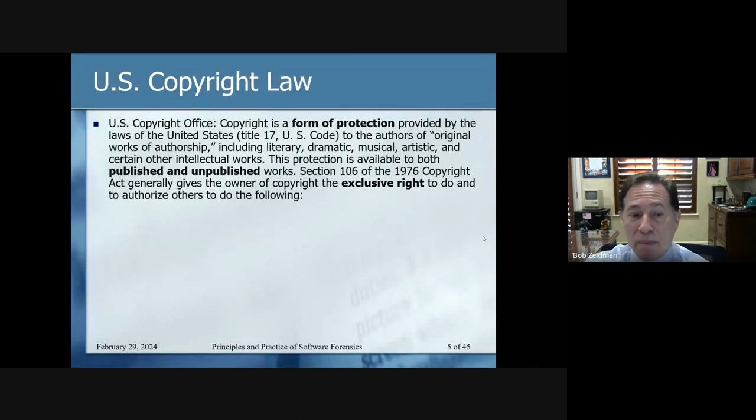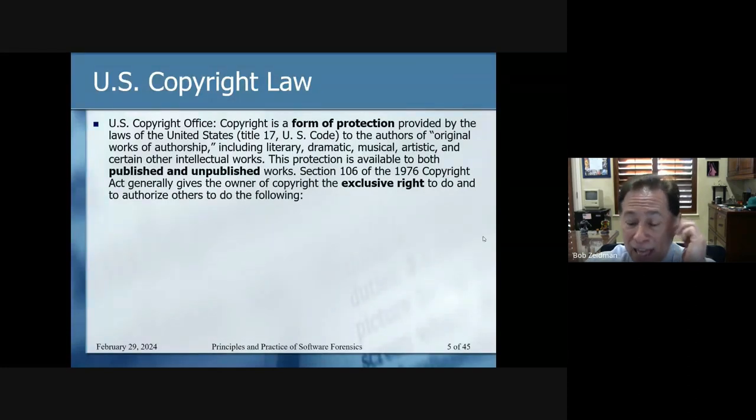I want to mention published and unpublished. The United States, up until some time ago, was actually different than the rest of the world. There was a treaty, I think in the 1970s, that brought the United States in line with the rest of the world. It used to be that in the US, you had to have published a work for it to be protected by copyright. But the rest of the world said it doesn't matter if it's published or not.